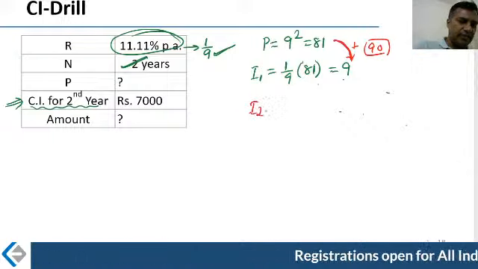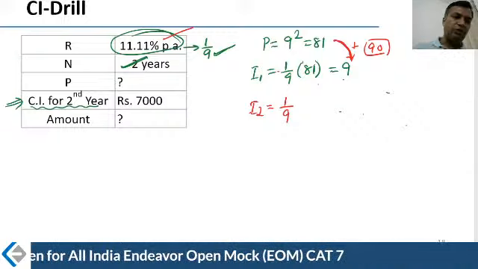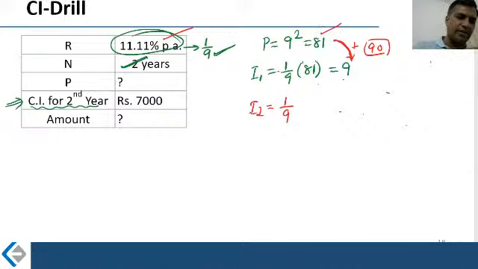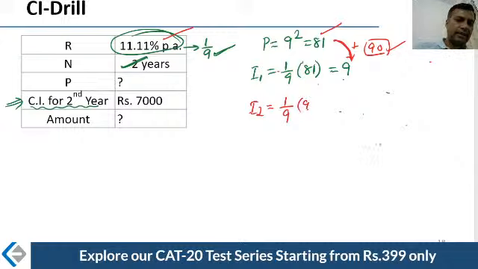Therefore, what is the interest for the second year, friends? Interest for the second year is 1 by 9th of, because in the second year also you are going to get the same percentage, 11.11%. But 11.11% of what? Not the same 81, a revised principal. What is the revised principal? 90 rupees. 1 by 9th of 90. What is 1 by 9th of 90? 1 by 9th of 90 is 10 rupees.